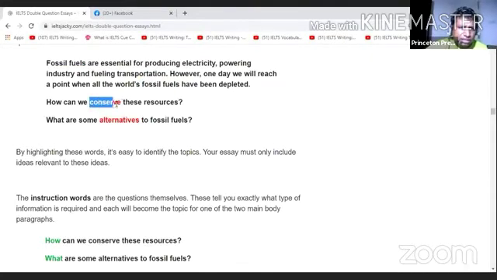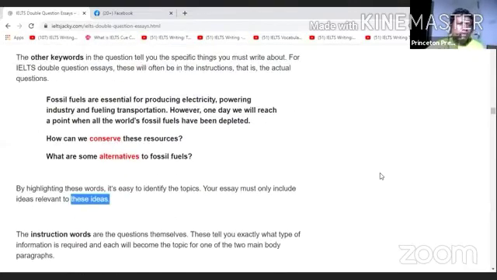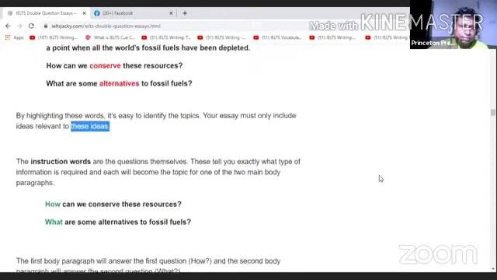Here, fossil fuels, and now what are the other keywords? Conserve. These should get the focus. By highlighting these words, it's easy to identify the topic. Your essay must only include ideas relevant to these ideas, not other ideas. If you write them, it will be out of scope. You are not complying with what? Task achievement.